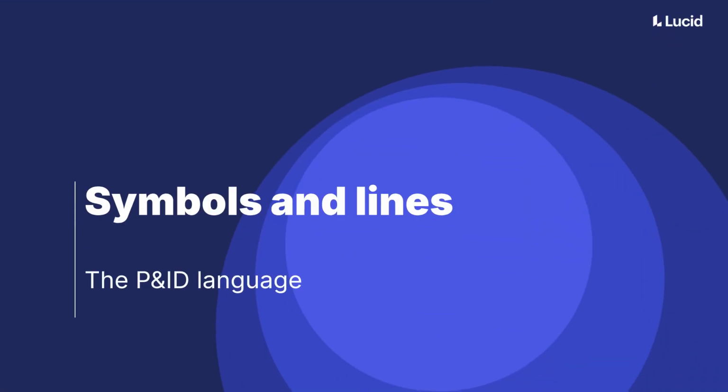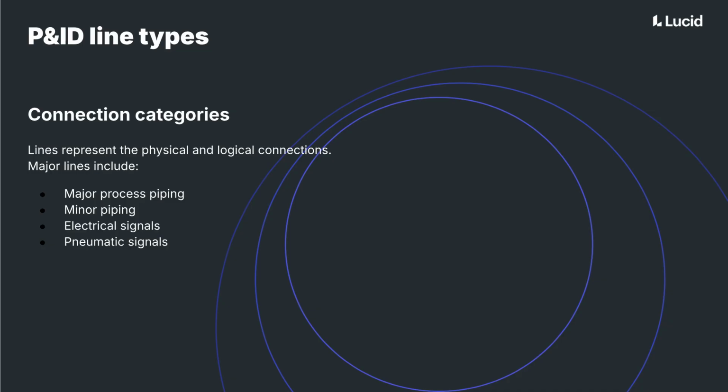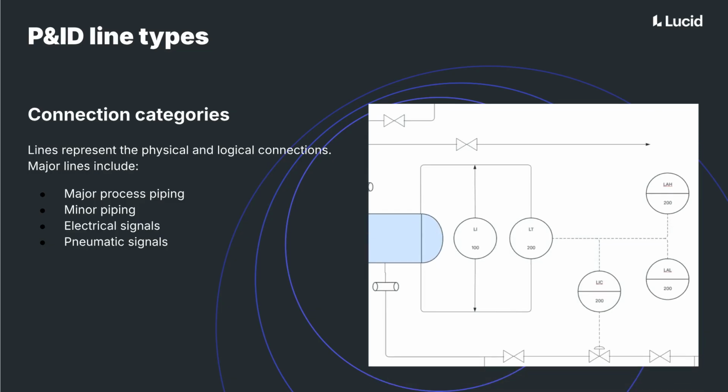To read these diagrams accurately, you need to understand the visual language of symbols and lines that represent physical components. Common P&ID symbols include functional instruments, various valve types like gate or check valves, and primary equipment such as pumps and tanks, all using standardized industry shapes. P&ID line types distinguish between physical pipes and logical signals. Solid lines typically show major process piping, while dashed or slashed lines represent electrical or pneumatic signals.